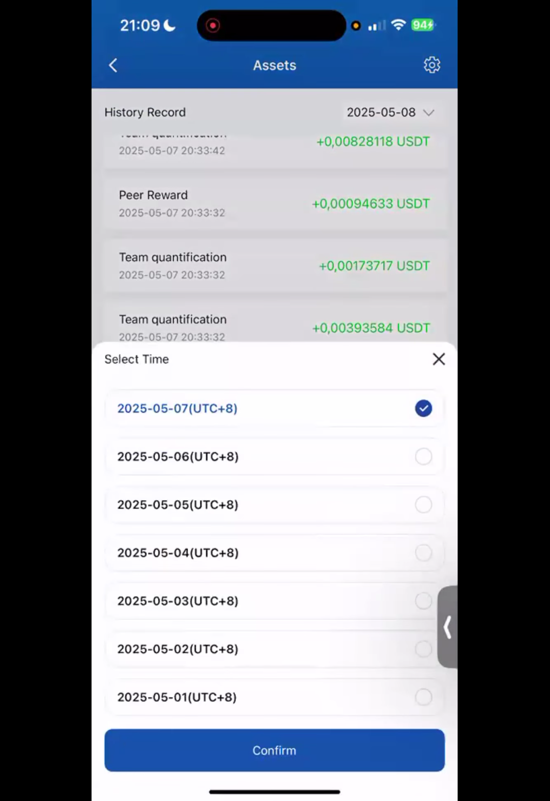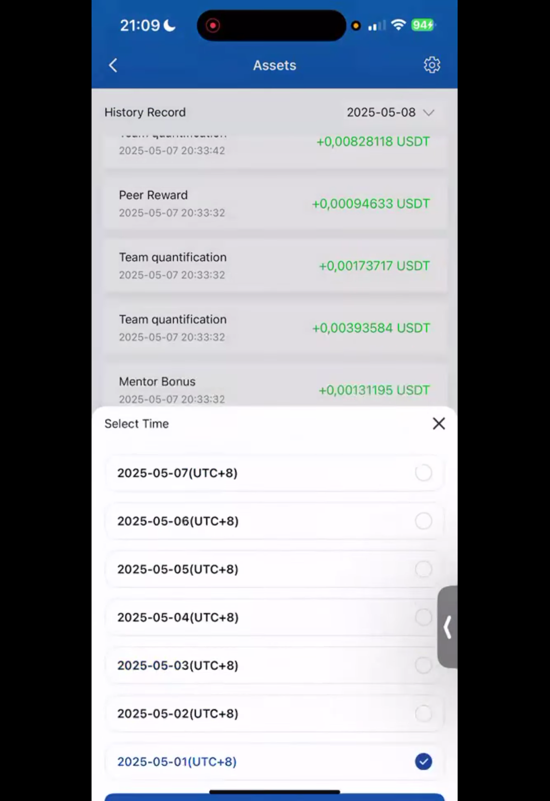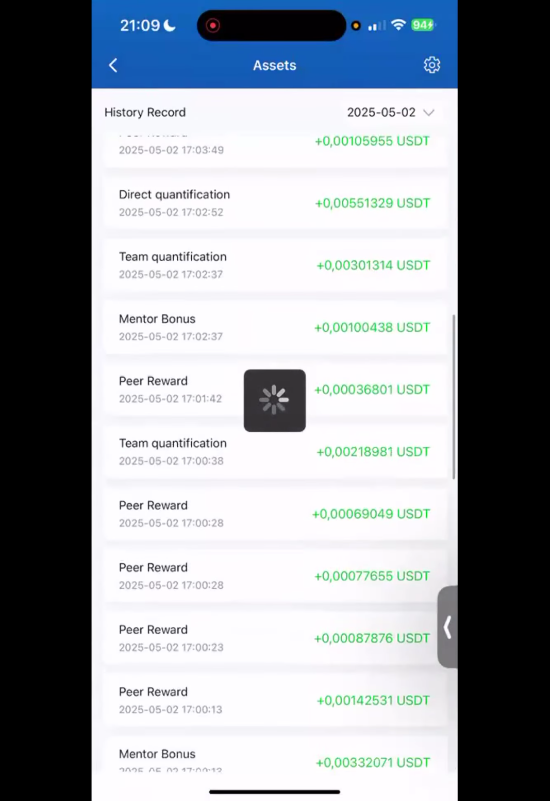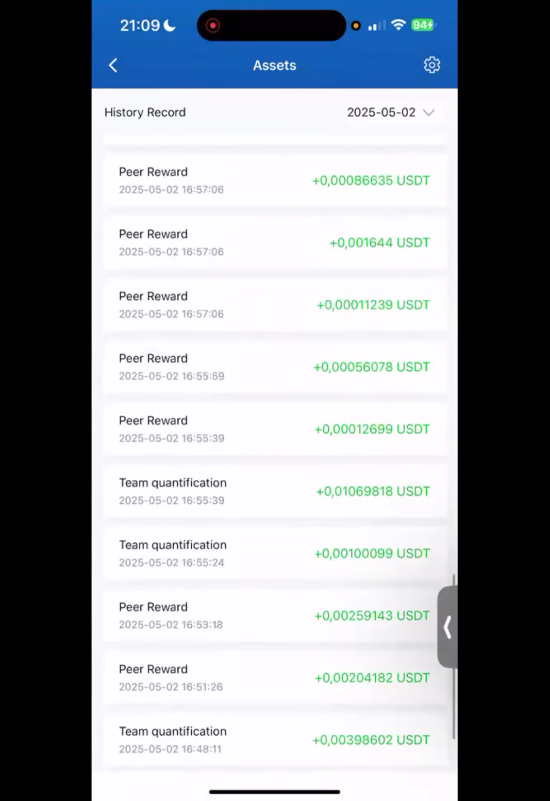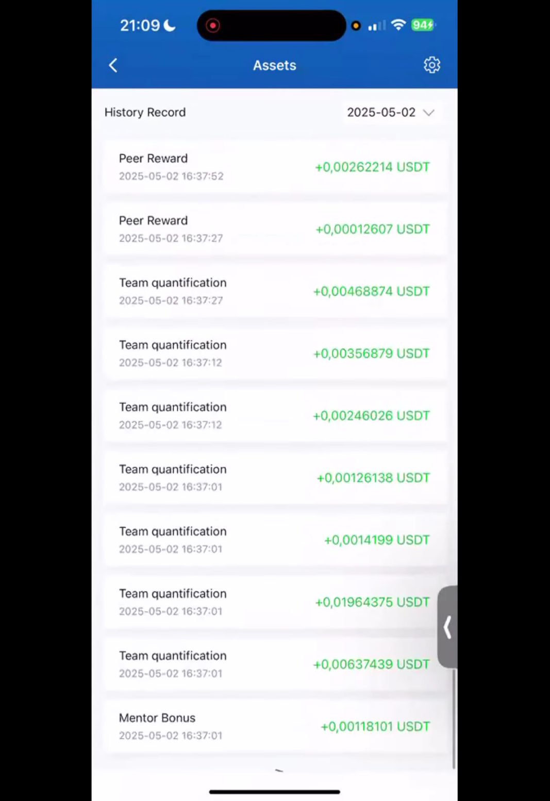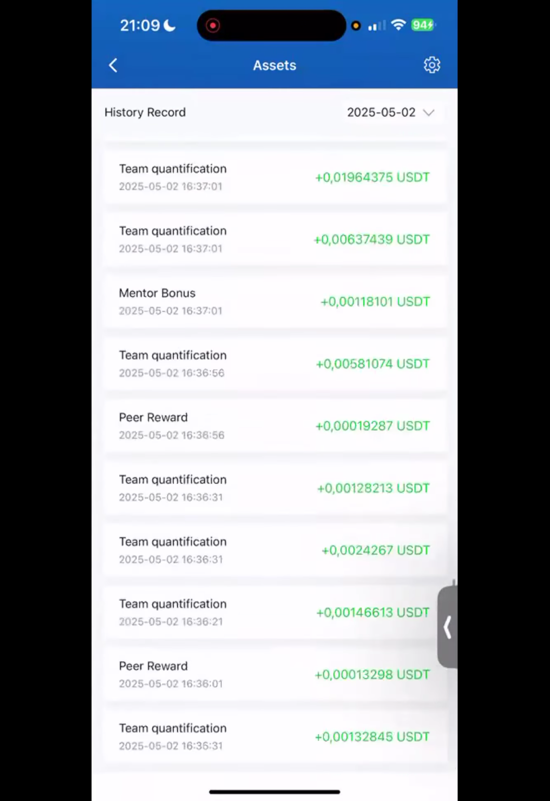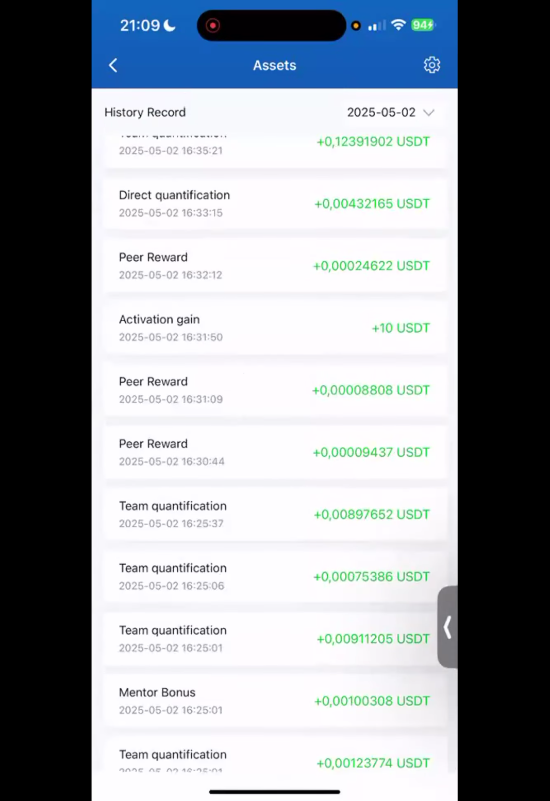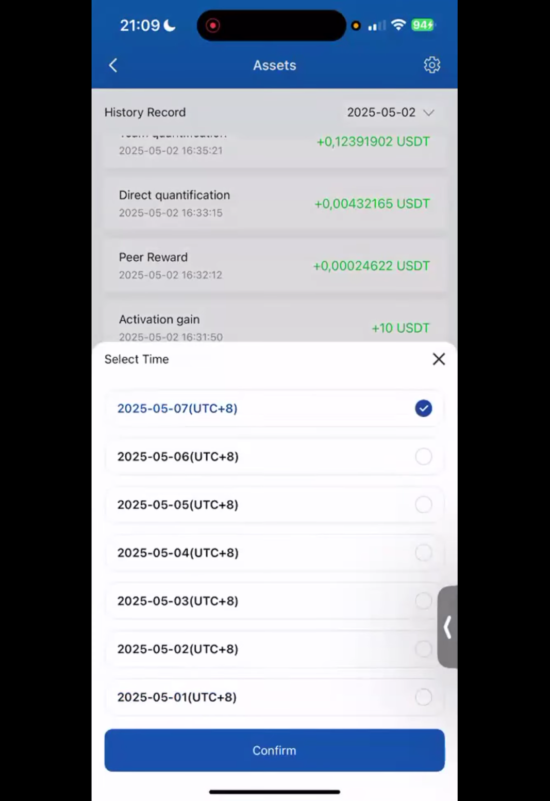You can see the last 7 days record. So last 7 days is 1st of May. So I'll be able to see what happened in May. 1st of May, I would see everything. If it's activation gain, I'll be able to track all those records. That is one thing I love about RoyalQ. They don't joke with their records. So let's go back.